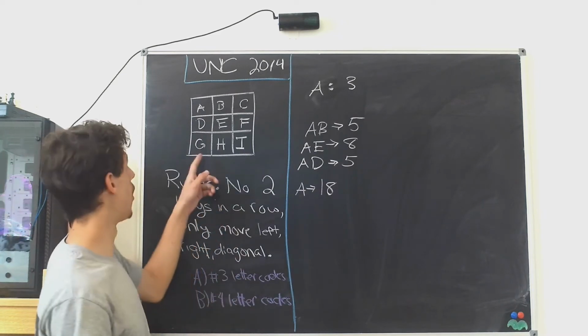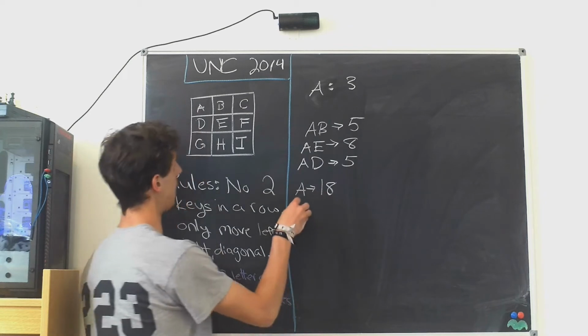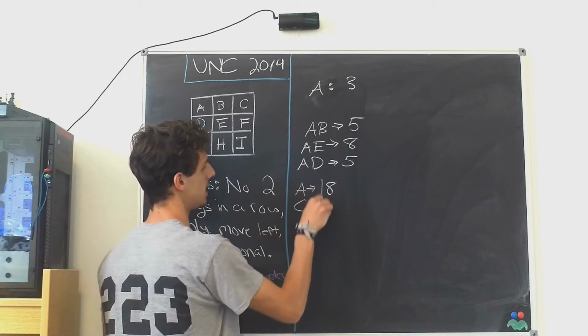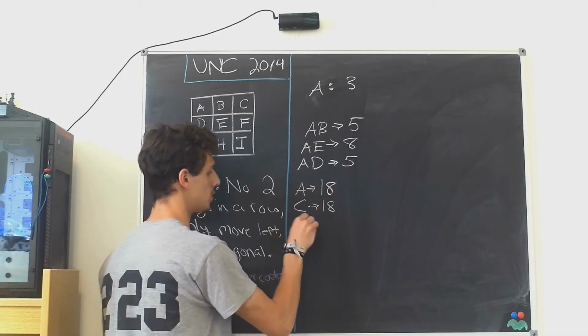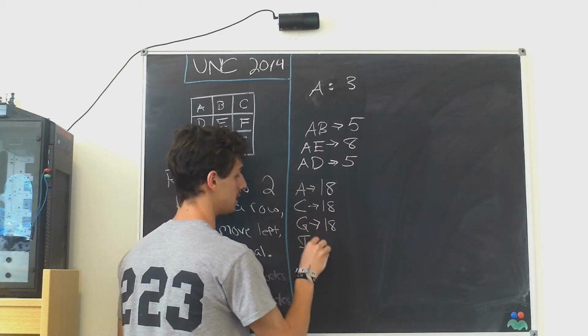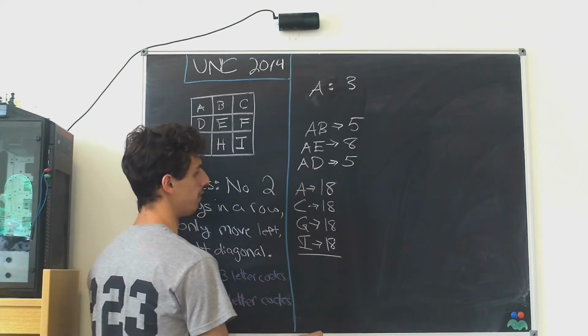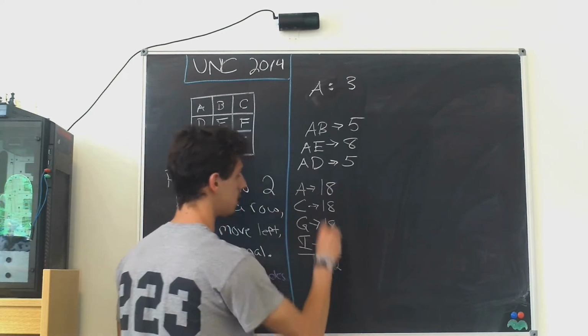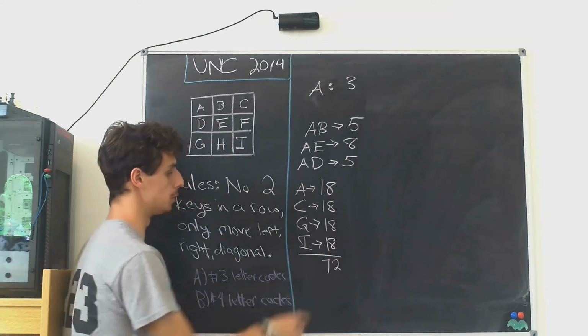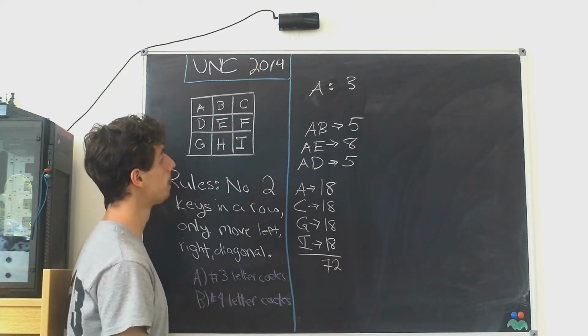Okay, but that goes for all of the corner letters because there are 4 of them. So that means that we have C also giving us 18 possibilities, G also giving us 18 possibilities, and I giving us 18 possibilities. And adding all those up, we find that we get 72 different possibilities from starting on the corners alone.